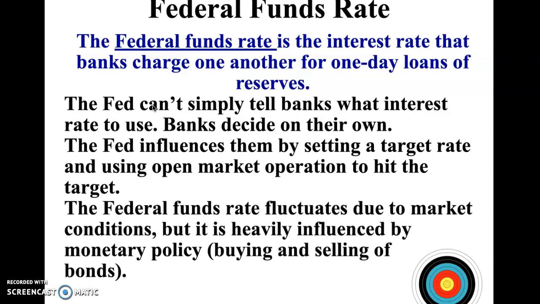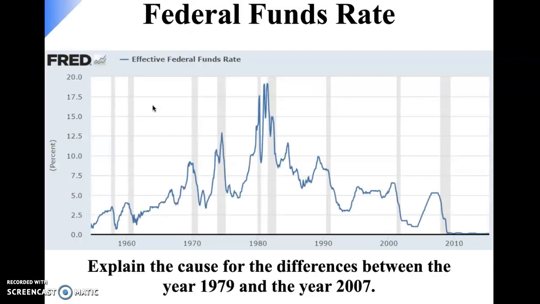All right, so the federal funds rate fluctuates due to market conditions, but the monetary policy in the buying and selling of bonds is a big part of that. We can see the federal funds rate through the years. It's been pretty low in current years. We've seen it really high. My parents talk about buying houses in the late 70s and 80s, paying 15% for a mortgage.